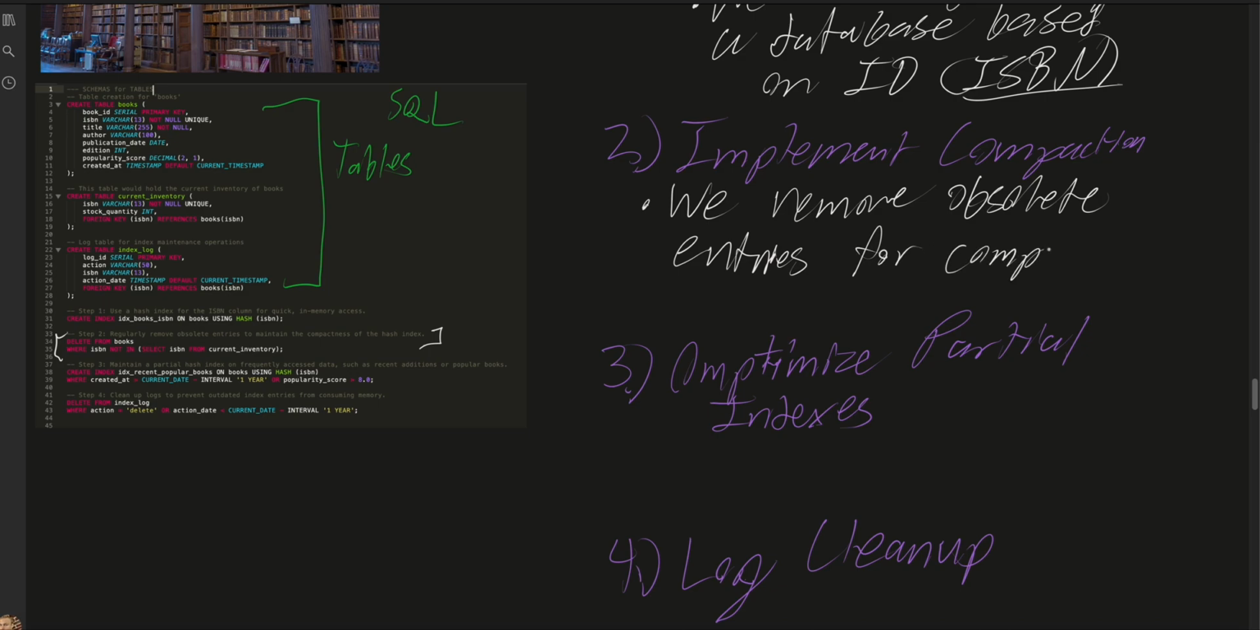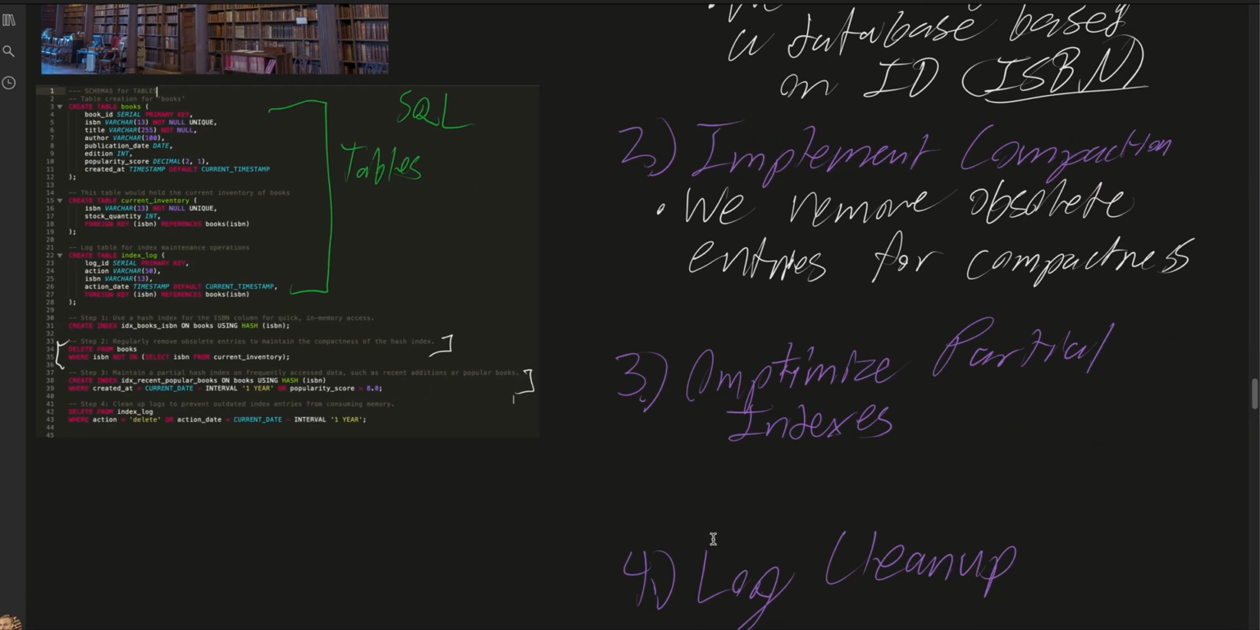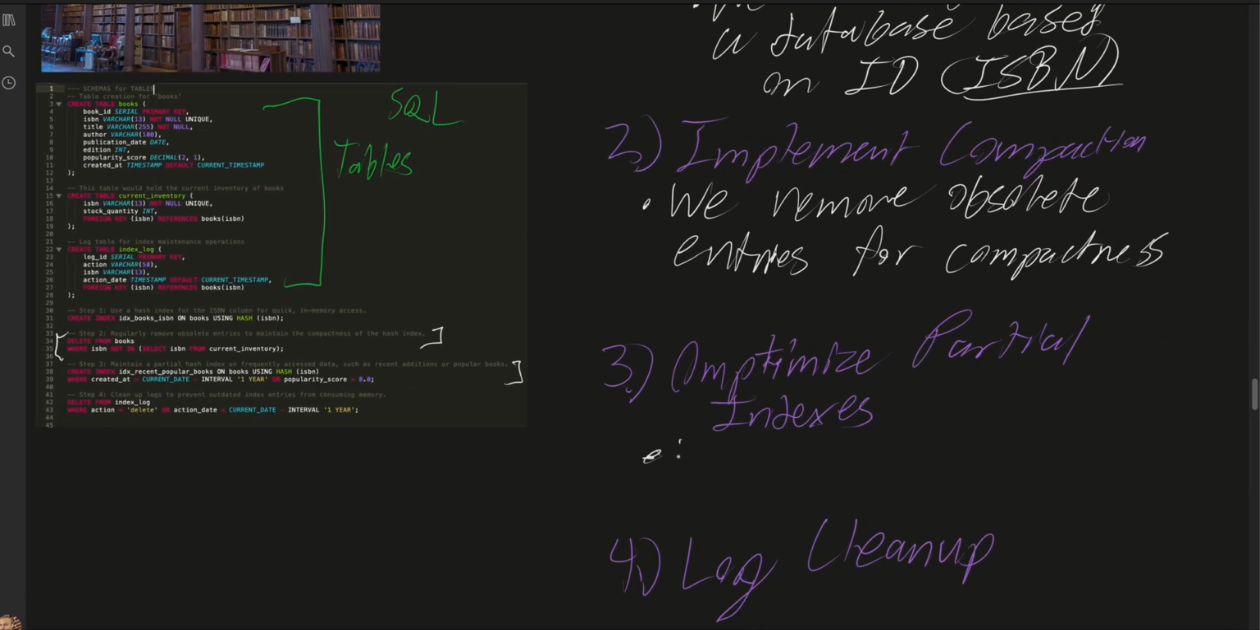The third step being we need to optimize partial indexes. And whenever we do so, we are looking further in depth within step 3 to maintain a partial hash index on frequently accessed data. So whenever we are looking through, we're looking at frequently accessed data.